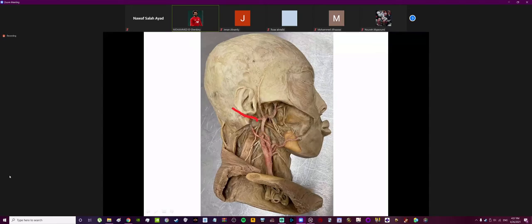Again: posterior auricular, occipital, temporal, maxillary, facial, then lingual, then descending superior thyroid. These are the branches of the external carotid artery.